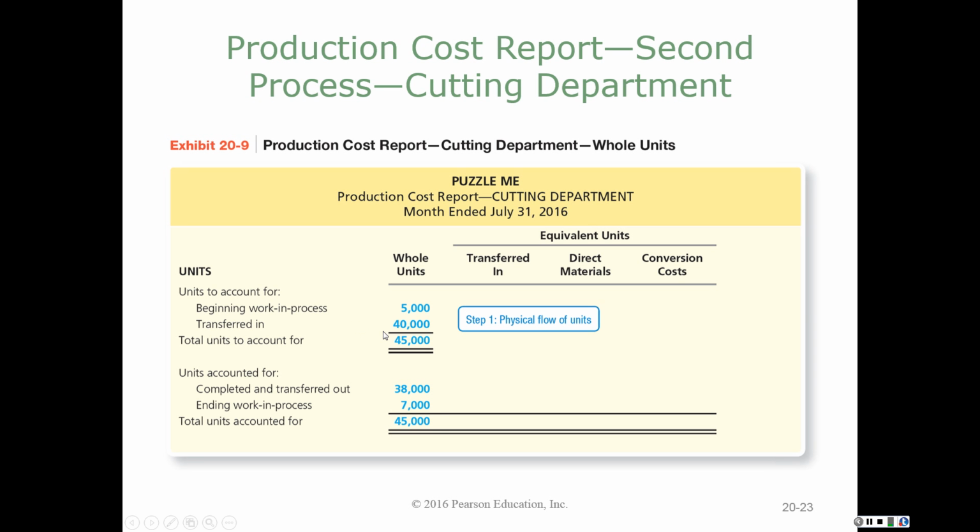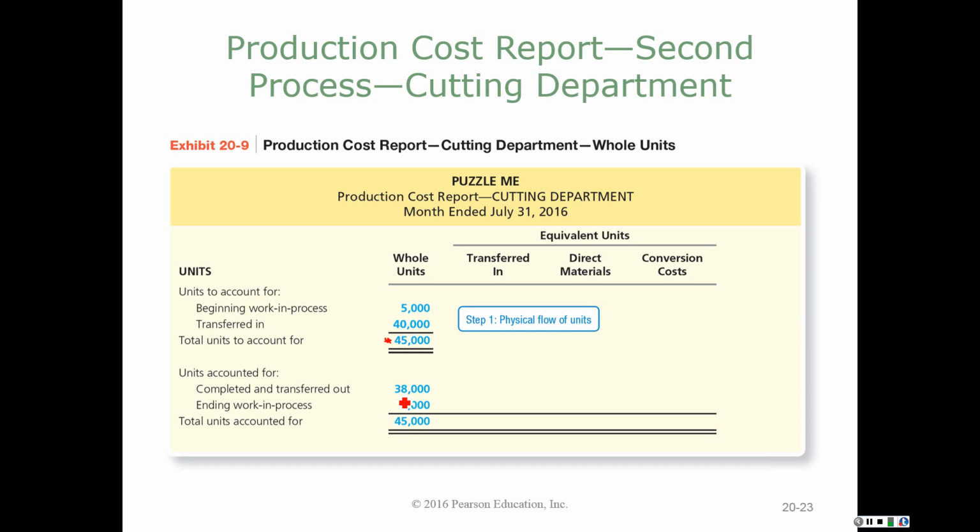Okay, so if we back up to the prior screens that we've seen, we know that we finished 40,000 in the assembly department and moved them into the cutting department. So we have 45,000 units that we need to account for, as we mentioned before. Out of those 45,000, your book tells us that we completed 38,000 and we still had 7,000 in ending work in process at the end of the period. So now we need to figure out the equivalent units for 38,000 completed units. Okay, you should know this one by now after our last series of lectures.